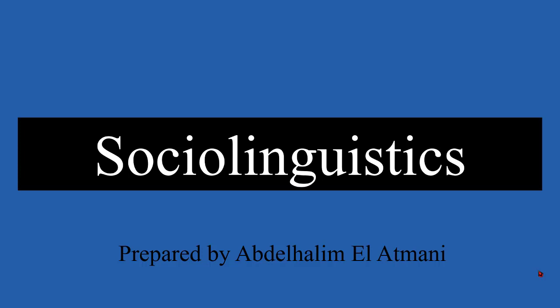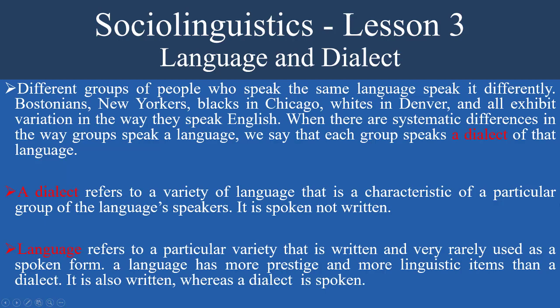Okay, in today's lesson, we'll be talking about the difference between language and dialect. Different groups of people who speak the same language speak it differently. For example, we have the Bostonian language, New Yorkers' language, Blacks in Chicago have their own language, whites in Denver have their own language, and all exhibit variation in the way they speak English.